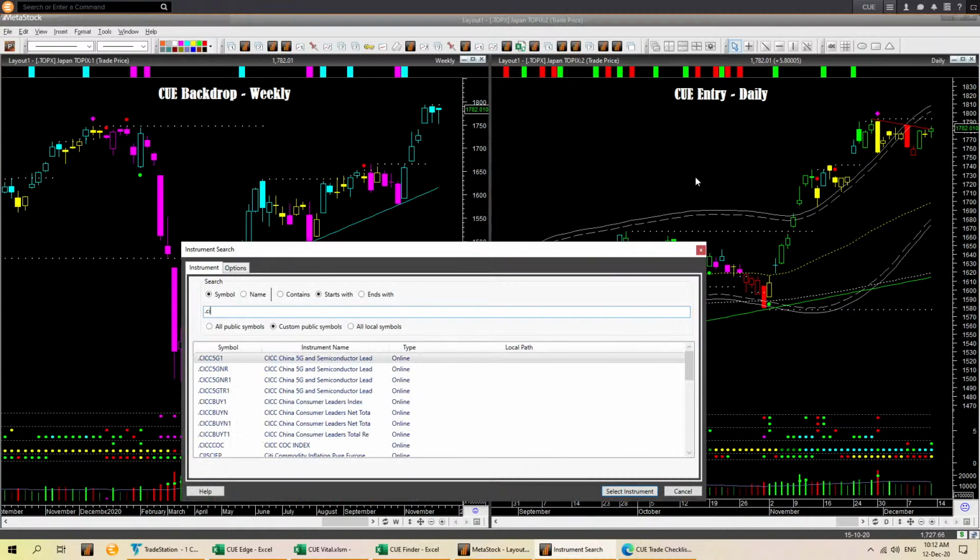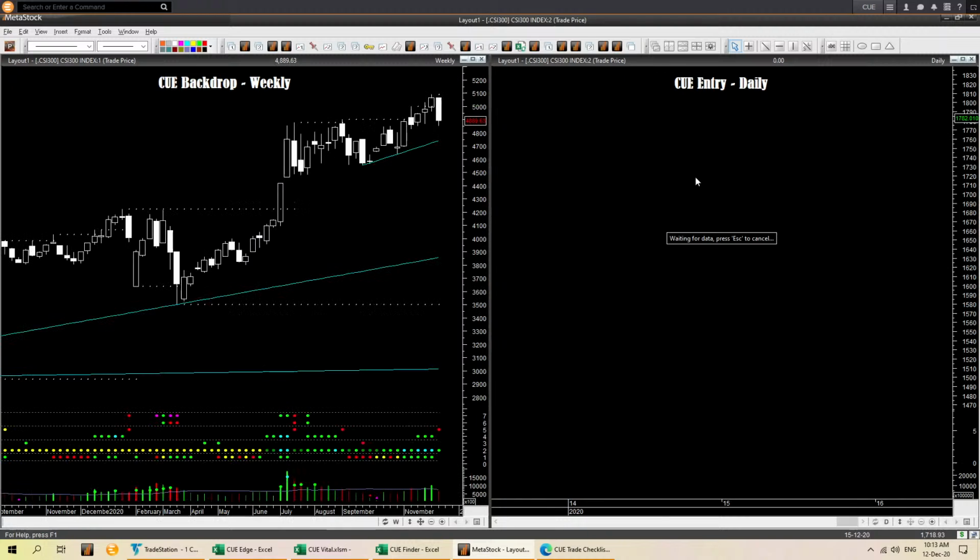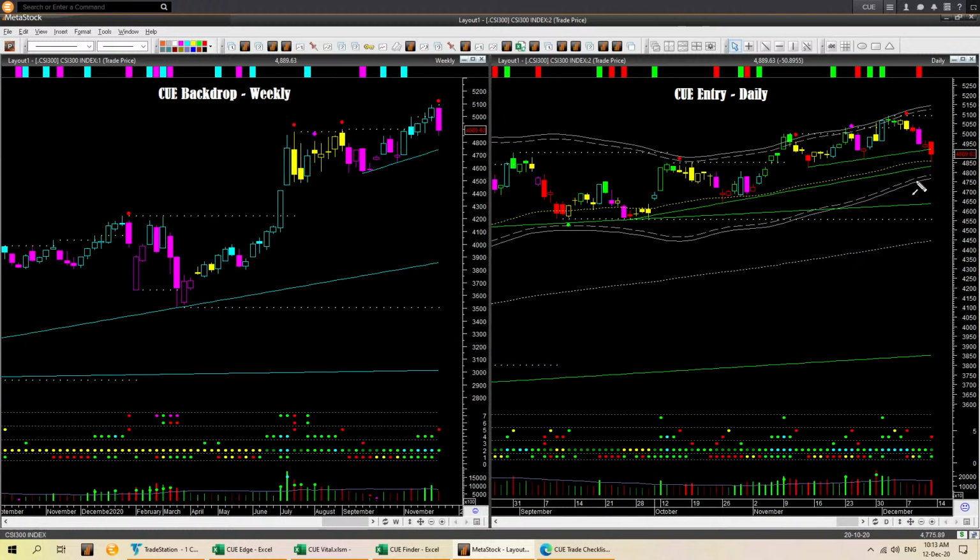What about the Chinese market? CSI 300 index. Here the weekly is not so bullish. Here the weekly color is magenta, backdrop color is bearish. For Australia and Japan indices, it was not bearish in color. Here the color is bearish in weekly and it has displayed a bear release signal. Shape is also bearish, though it has a small lower tail.